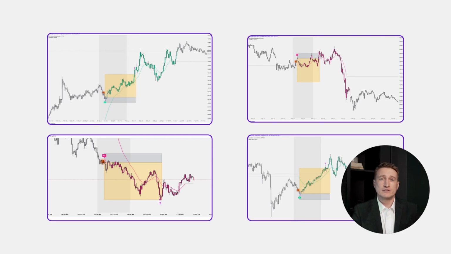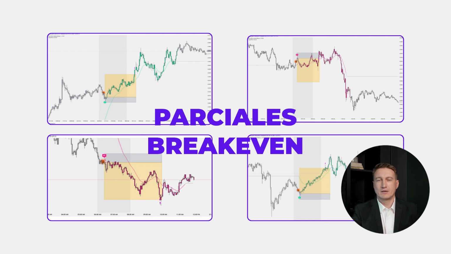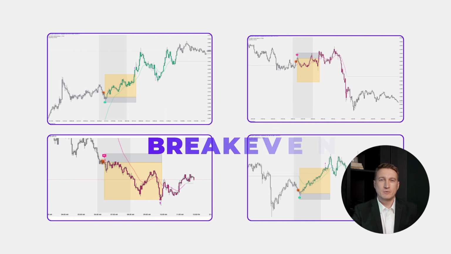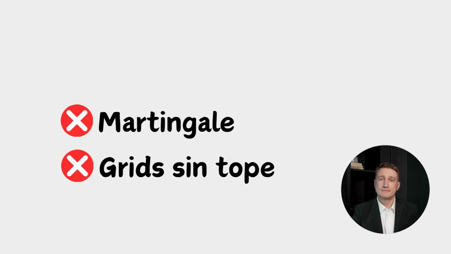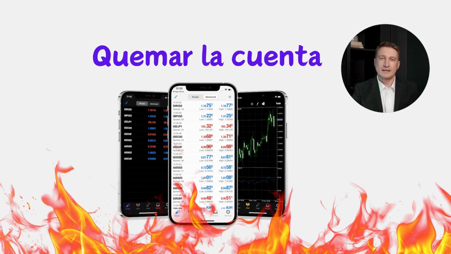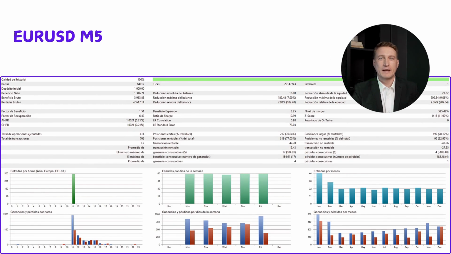Each order opens with a clear stop loss and take profit. It implements partial closures and break even to secure profits as the market moves in favor. You can choose on which days of the week and at what times you want to trade. There is no martingale. There is no unlimited grid. This will prevent the account from being wiped out.